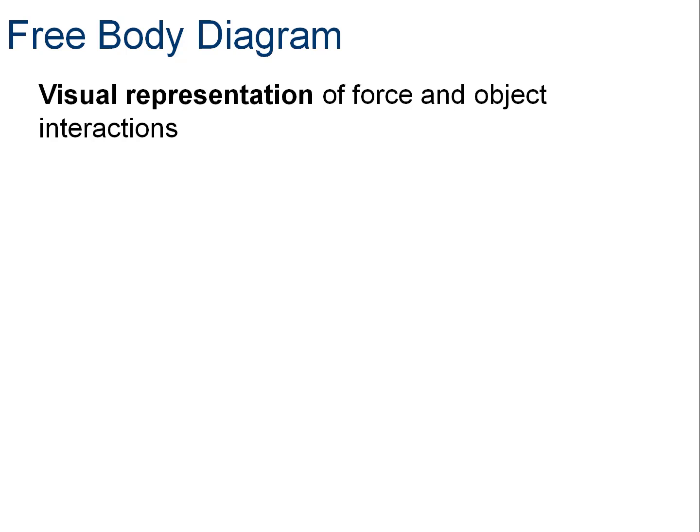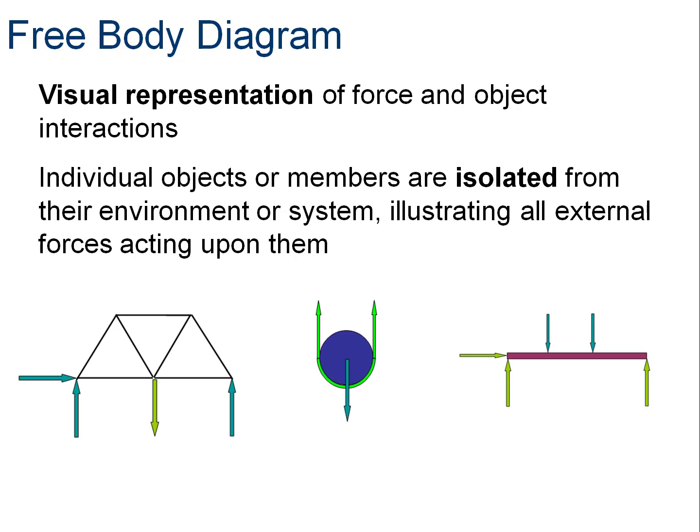So when we talk about a free body diagram, we're basically talking about a way of visually representing an object and the force interactions on that object. We use a simplified diagram of the object, and the individual objects are isolated from their environment, or what we call their system. And what we try and show is all of the external forces acting upon them.